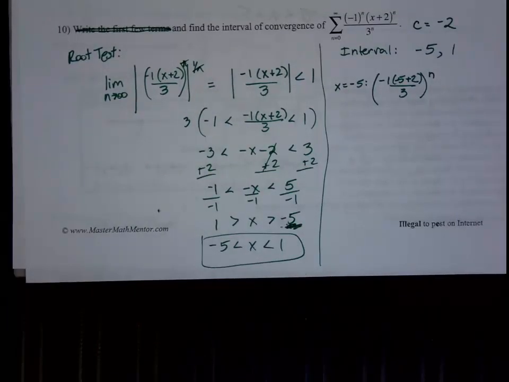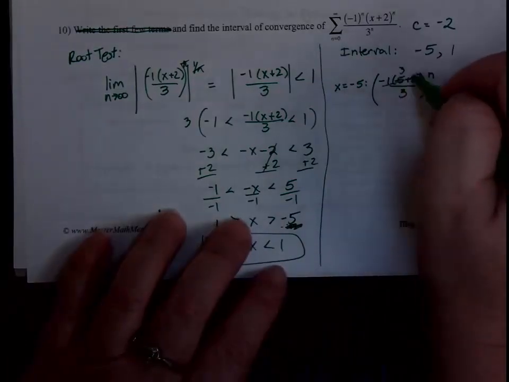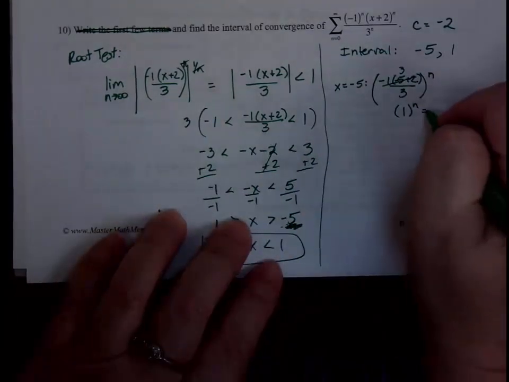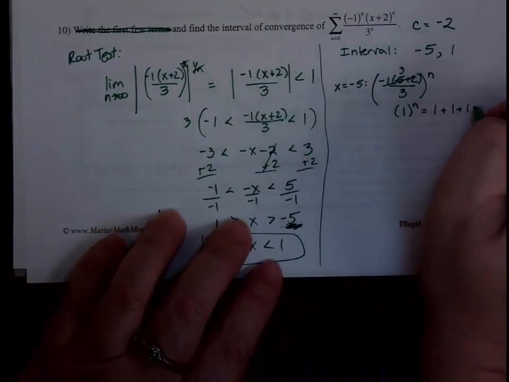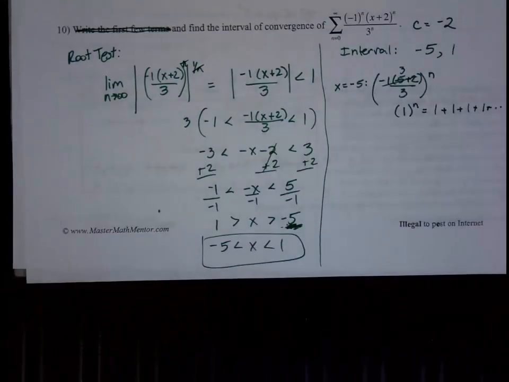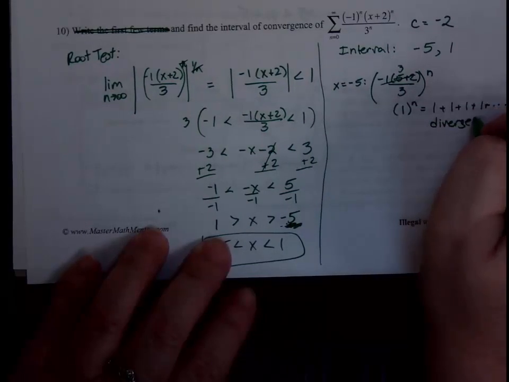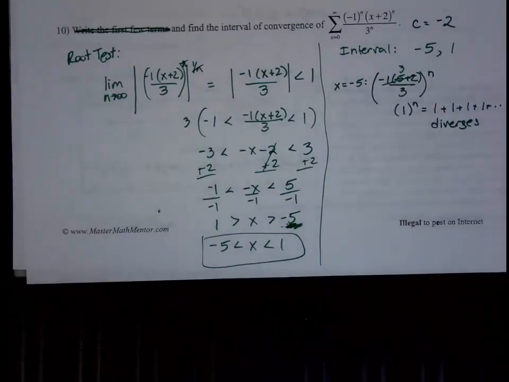What does that clean up to be? What is the top? It's -1 times -3, which is +3, over 3. So this is 1 to the n. So that would be 1 plus 1 plus 1 plus 1 plus and so on. Converge or diverge? That's a big time diverge, right? Because it's just getting bigger and bigger and bigger. There's really no reason needed for that. That's kind of obvious, it diverges.